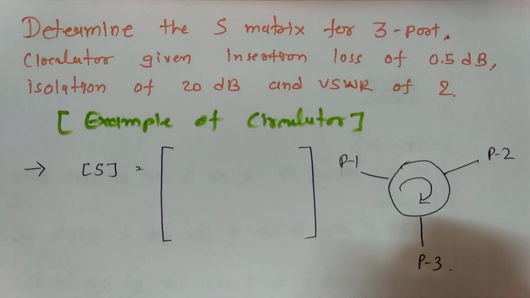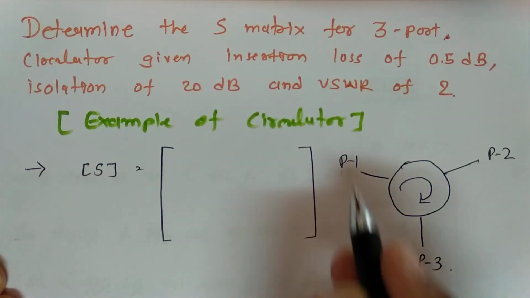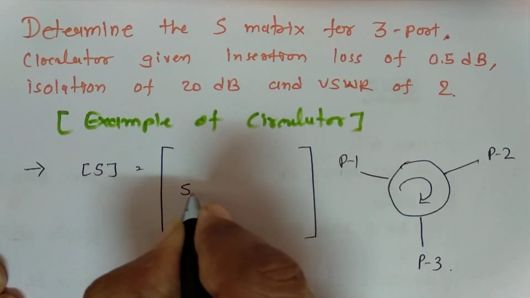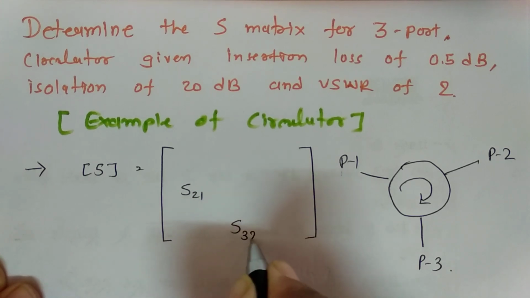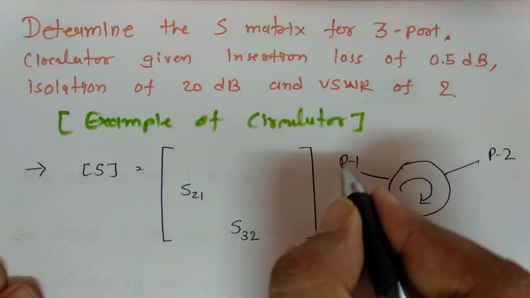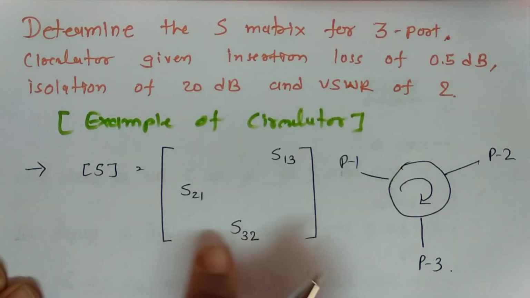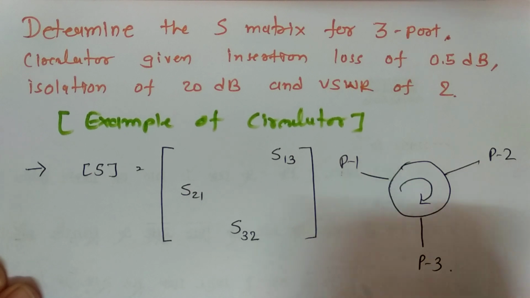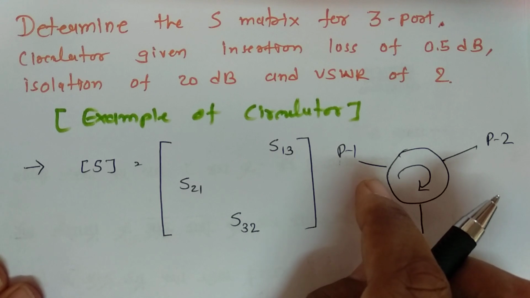And that is what we can calculate based on insertion loss. So if I say input at port 1, output at port 2, we'll have S21. Input at port 2, output at port 3, that is S32, and input at port 3, output at port 1, that is S13. So these are the data which we intend to calculate, based on insertion loss.